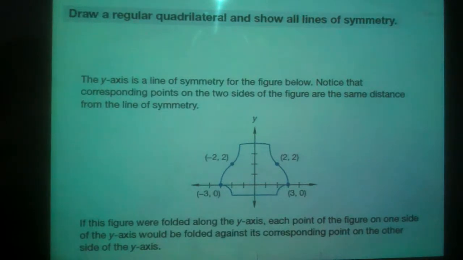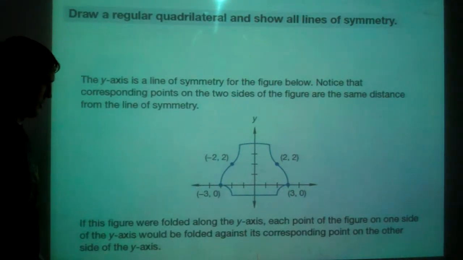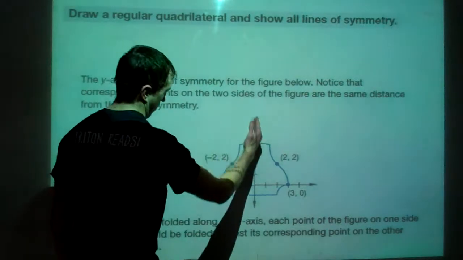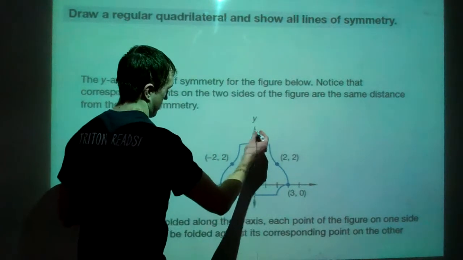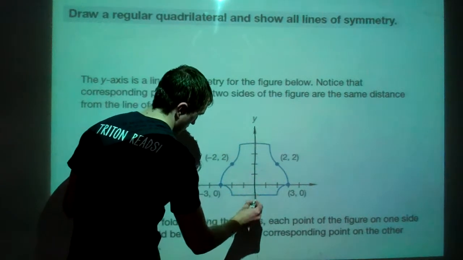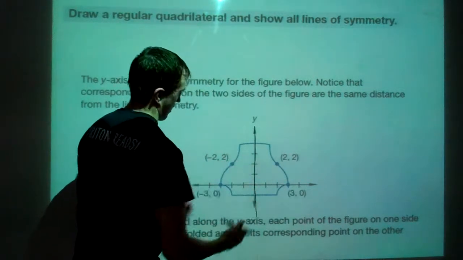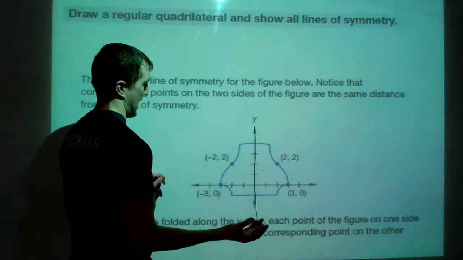Okay. Then they give this neat example. It says the y-axis is a line of symmetry for the figure below. Notice that the corresponding points on the two sides of the figure are the same distance from the line of symmetry. So for instance, if we folded it across the y-axis, that's right here, we would get matching halves.